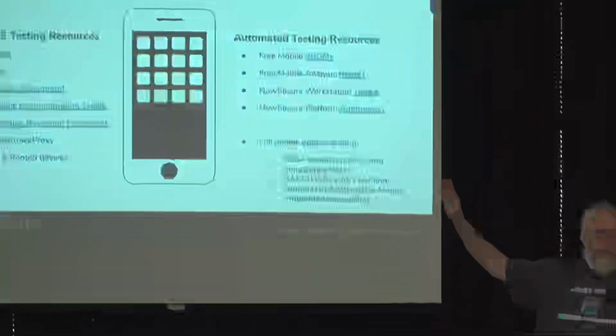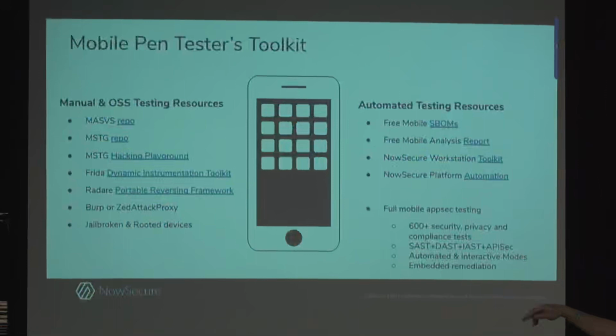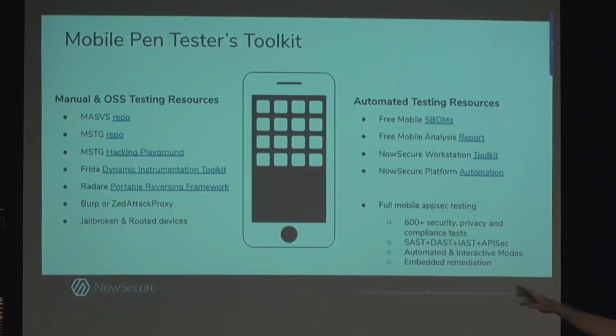So the first thing is a toolkit. If you're going to go the homegrown route, here's what we typically find. You've got the OWASP tools. The MSTG hacking playground is great. There's lots and lots of tooling in there. There's Frida and Radare that I talked about earlier. Most people want some sort of network tool, so Burp or Zed Attack or what have you. And then you will need jailbroken and rooted devices. You can't do this without those.